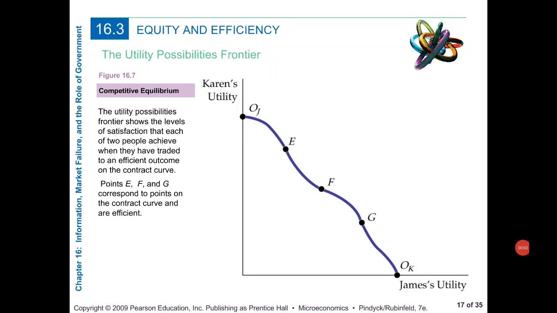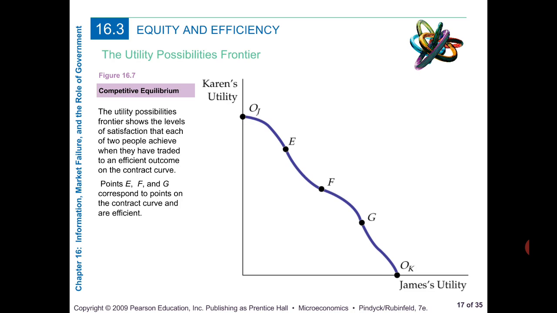Hi students, we continue chapter 16 from Microeconomics Part 2, Rosenfeld: information, market failure and the role of government. This is section 16.3, equity and efficiency. In the last video, we looked at the contract curve, which came from the Edgeworth box.